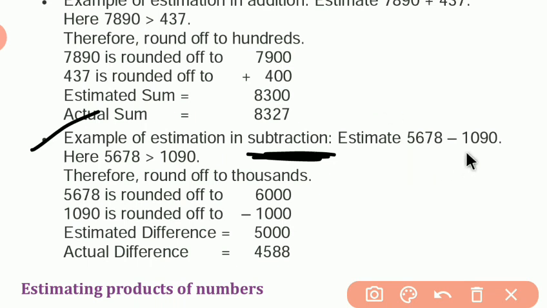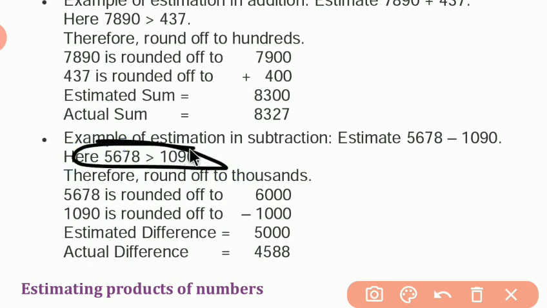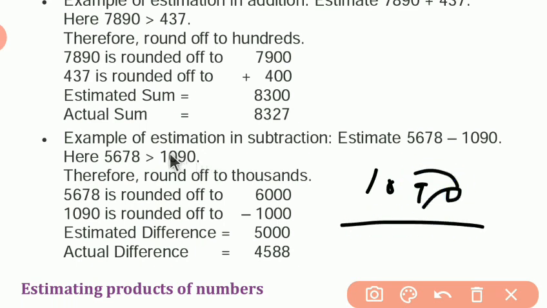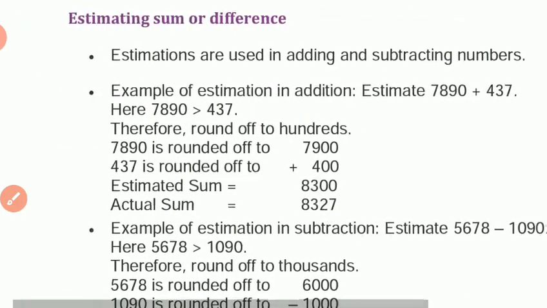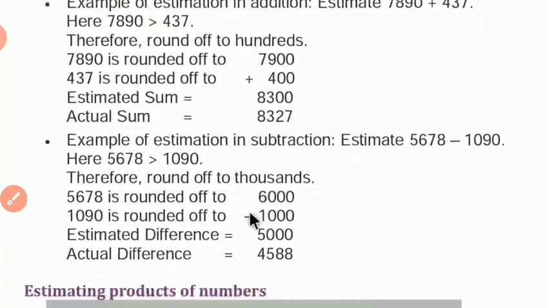Second example, estimation in subtraction. Here you can see 5678 minus 1090. Now we have to find the difference between these two numbers. Here you can see that 5678 is greater than 1090. By the same rule, we have to see the smallest number. The smallest number is 1090. And what is the highest place value? Ones, tens, hundreds, thousand. So its highest place value is 1000. It means we have to round off to the nearest 1000.